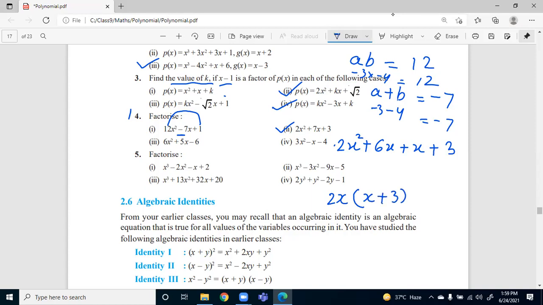And if I look at the last two terms, there is nothing common, that is 1 only. So I can write it like that, and then we got the factors 2x plus 1 and x plus 3. Correct, 2x plus 1 and x plus 3.